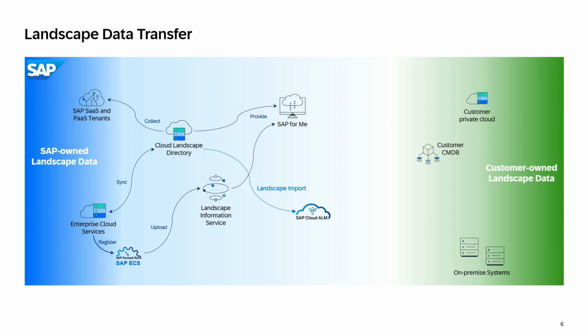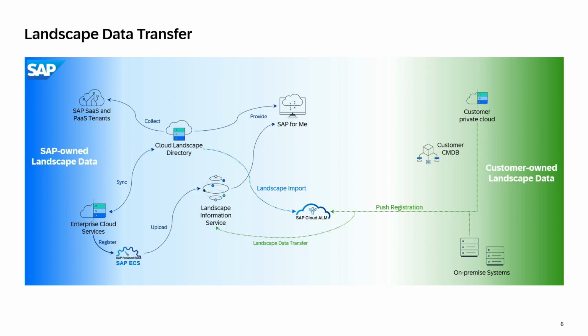SAP Cloud ALM. So what we do automatically, as soon as your Cloud ALM tenant is provisioned, is download all cloud services that are supported by Cloud ALM in any way into your landscape management. So you don't have to worry about this. You don't have to worry about how do I get my cloud services into landscape management. Happens automatically.